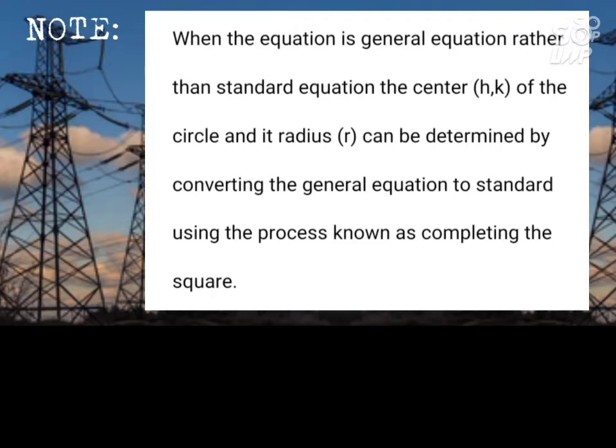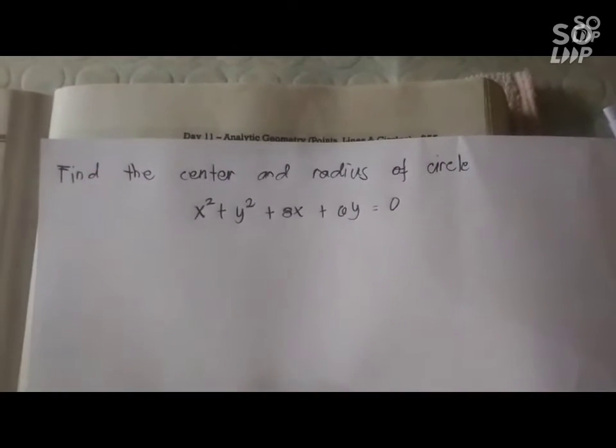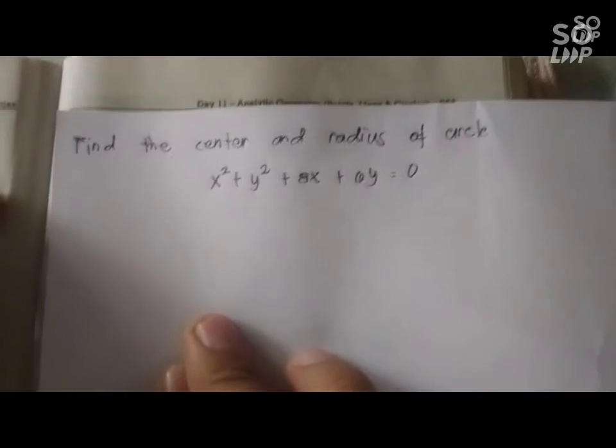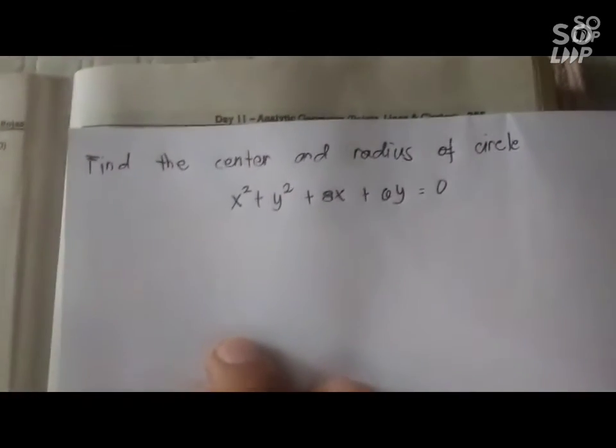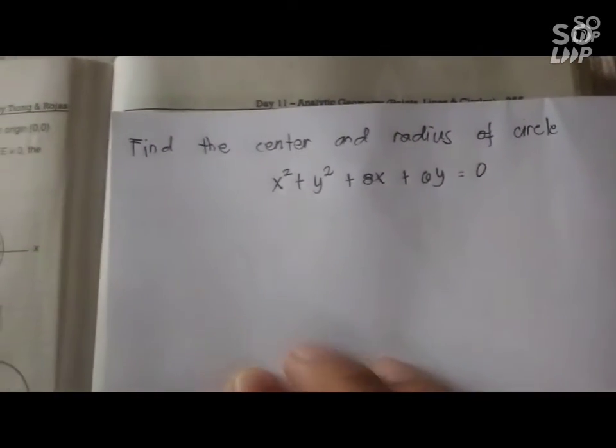Note that when the equation given is a general equation rather than standard equation, the center (h, k) of the circle and its radius r can be determined by converting the general equation to standard using the process known as completing the square. Find the center and radius of circle x squared plus y squared plus 8x plus 6y equals 0.